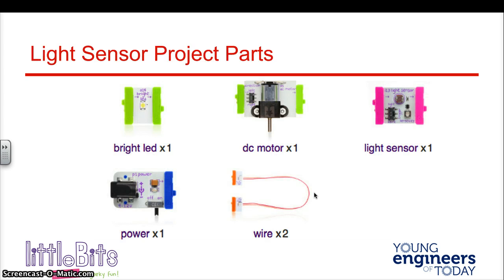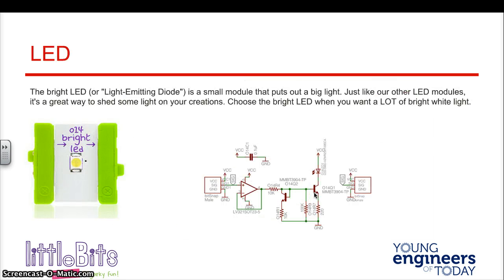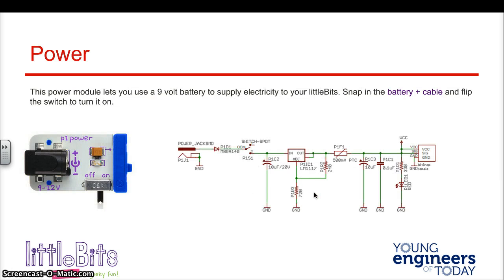These are the parts you're going to be using for your first project. You use an LED, here's an example of that schematic. Schematics are like diagrams or blueprints for electronics. You're going to be using a power source, which is a 9-volt battery. Notice the on-off switch.